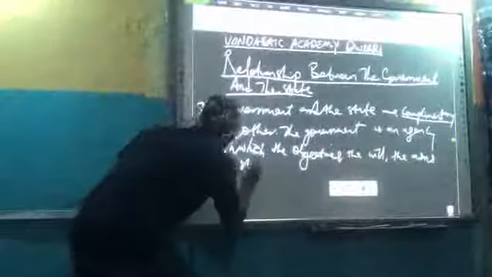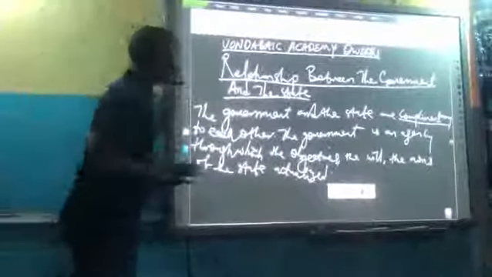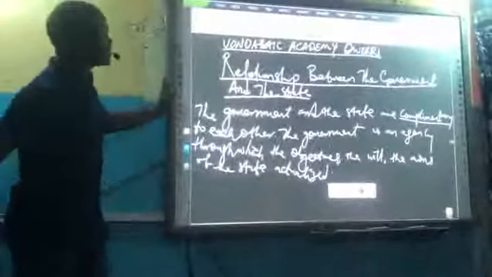The government is an agency through which the objectives, the will, the aims, the ends of the state are actualized. This is very explicit. So clear. This is number one relationship between the state and the government. Let us go to another one.